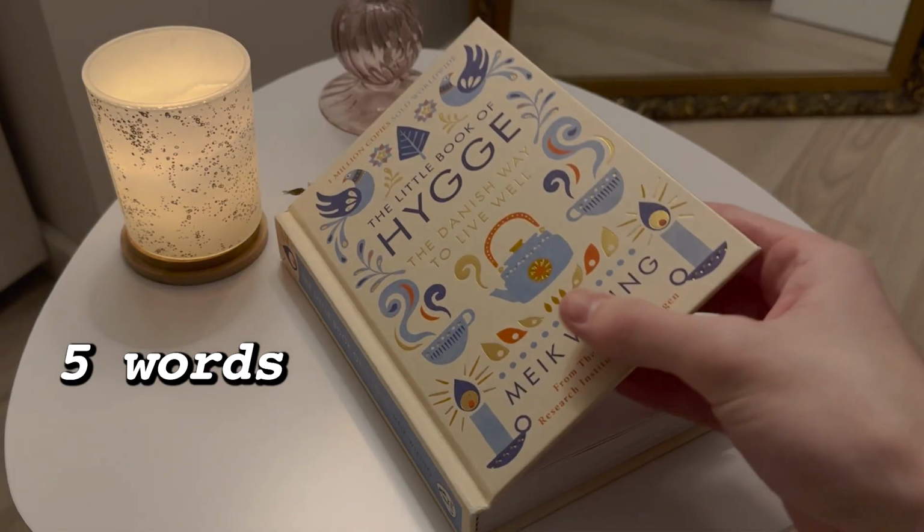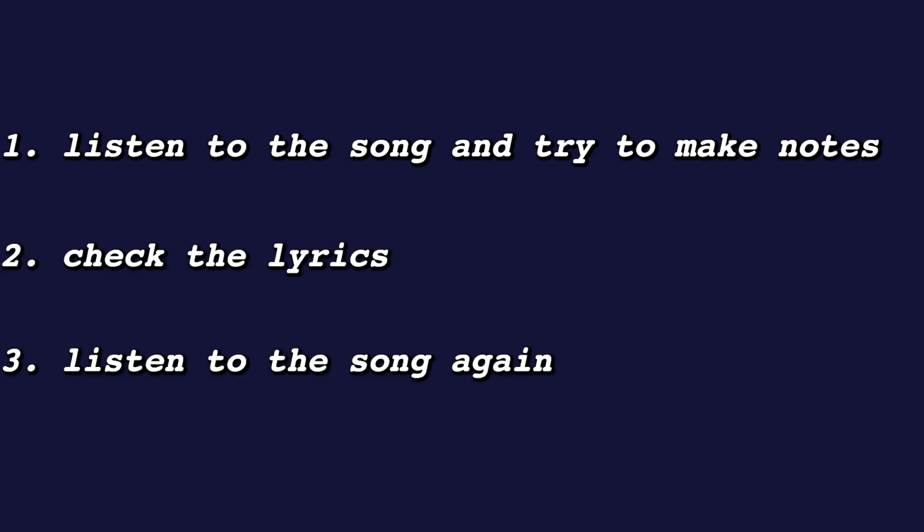For making flashcards, I'm using an app called Quizlet. I use a free version, so it's pretty much enough for me. As examples, I would like to take a song called Don't Call Me Angel by Those Ladies, and five words I would take from a book about Hugo. Firstly, I'll listen to the song and try to make notes, then I will have a look at the lyrics, and then listen to the song again. So we will squeeze everything from this song.